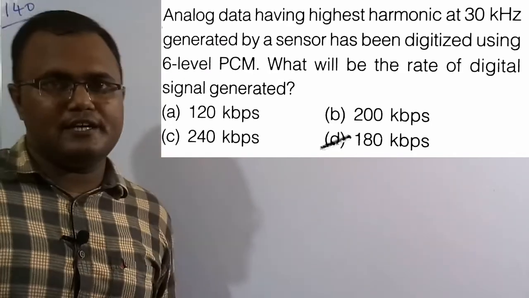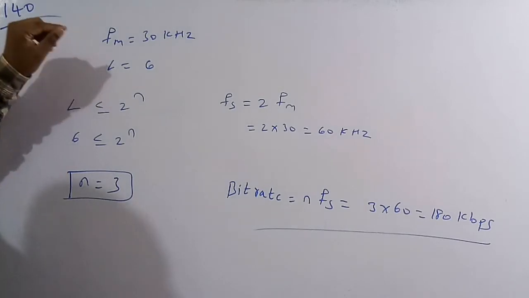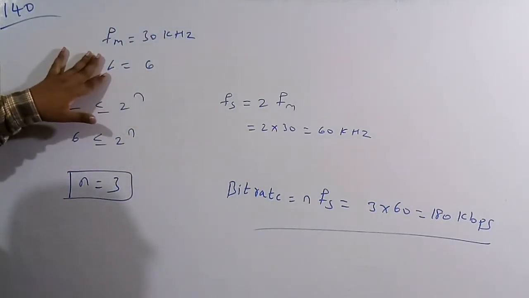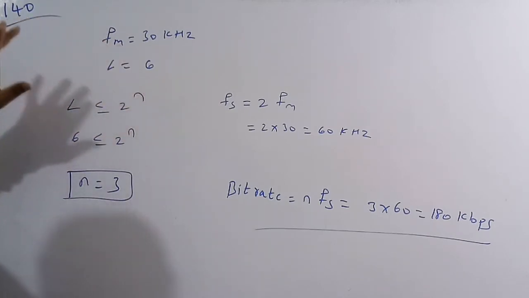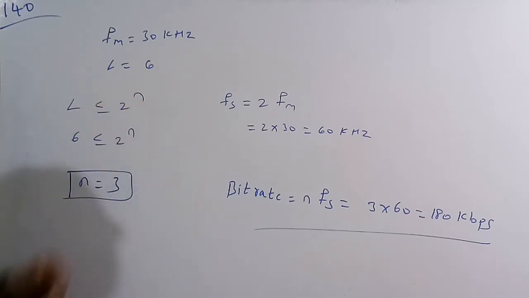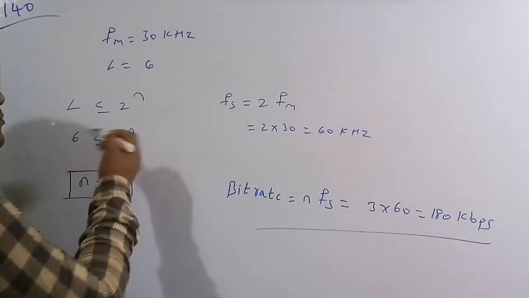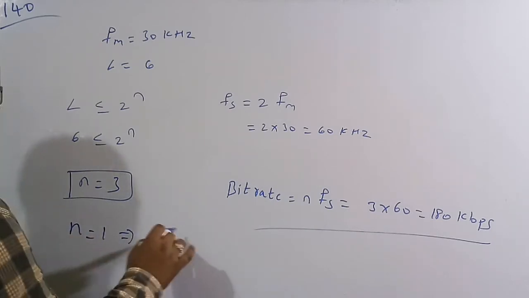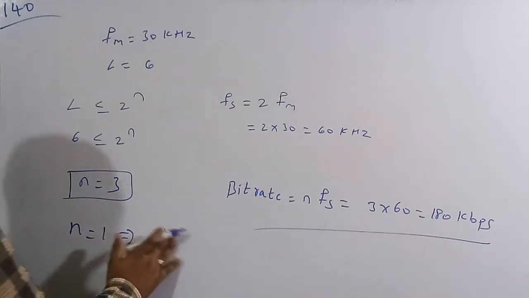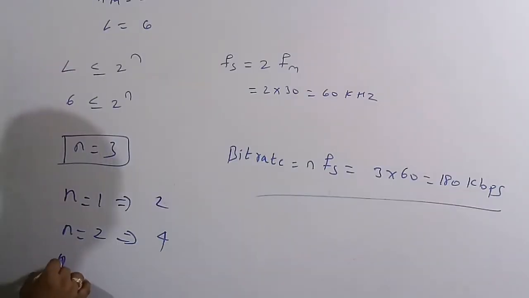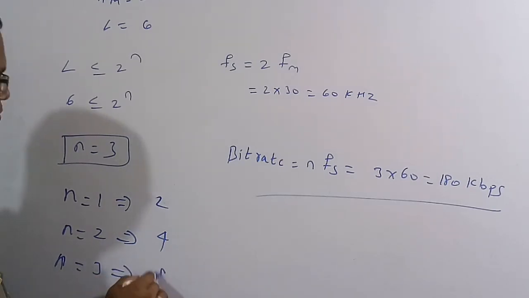So let's solve this numerical. In the question they are given that the message signal maximum frequency allowed is 30 kHz, and also the number of levels used is 6. So therefore we know the number of levels is always less than or equal to 2 to the power of n. So here 6 is less than or equal to 2 to the power of n. See, if n is equal to 1, we only get 2 levels, 2 to the power of n is 2. So therefore if n is equal to 2, we are going to get 2 to the power of 2, which is 4. Only 4 levels are possible. When n is equal to 3, we are going to get 2 cube, means 8 levels.